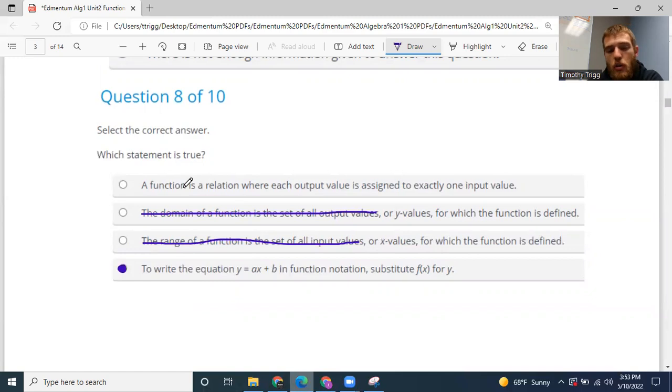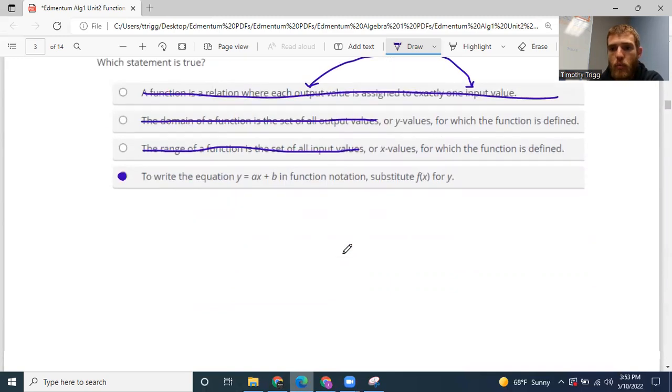This first one's a little mixed up. A function is a relation where each input value is assigned to exactly one output value. So these need to be mixed around in order to be true. As it is now, it's false.